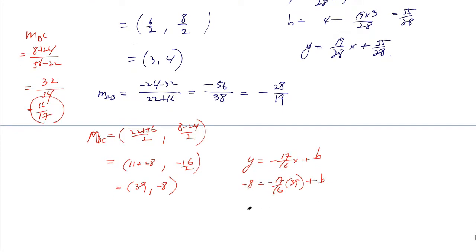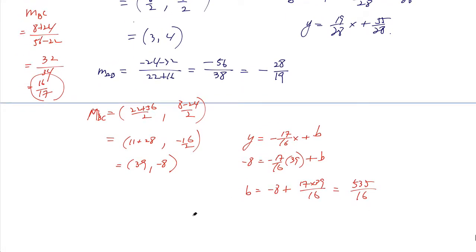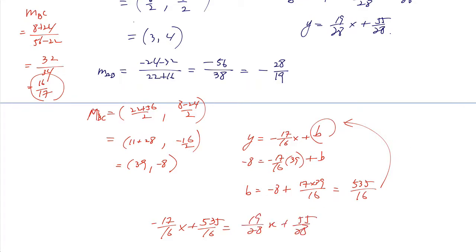Okay. So b will be negative 8 plus 17 times 39 over 16, which is 535 over 16. Okay, so we can replace that right in there. So ultimately what we're now trying to find is that equaling this one. Use a different color here.